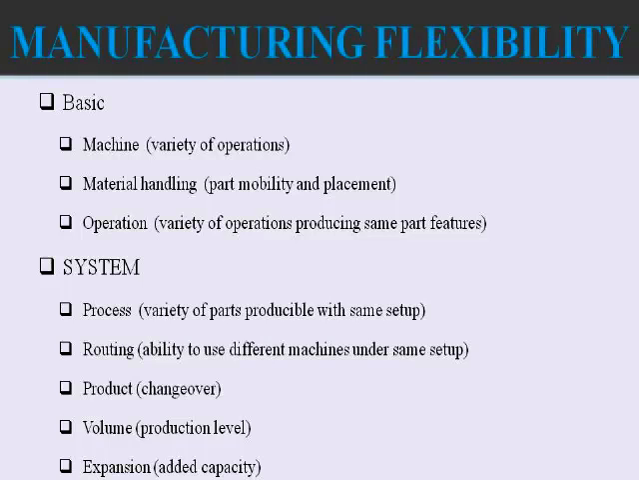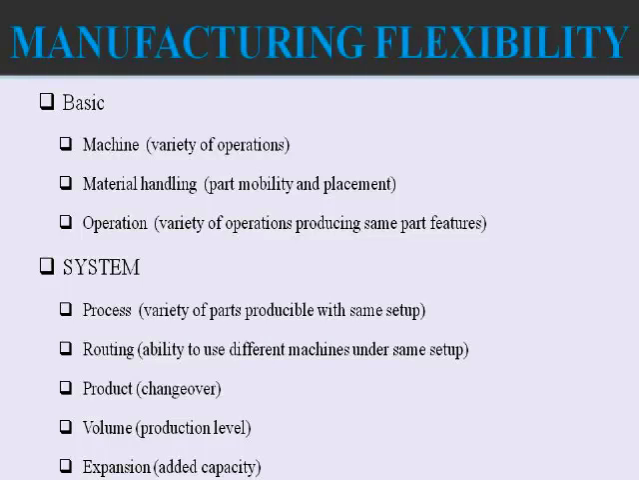Manufacturing flexibility, what is this? Basically, the machine can produce a variety of operations. In material handling, part mobility and placement must be more. Operation-wise, a variety of operations producing the same part features should be more. The system requires a wide variety of processes, capable of producing parts within the same setup.